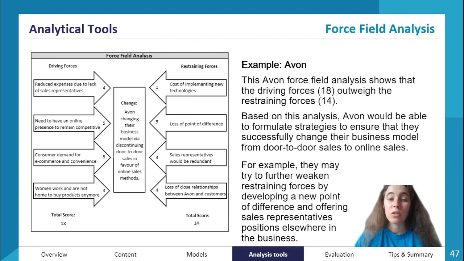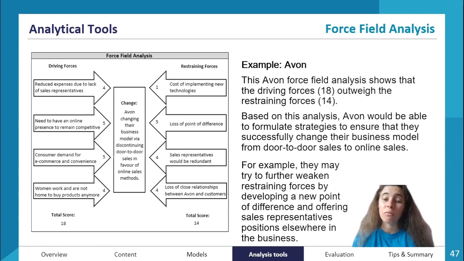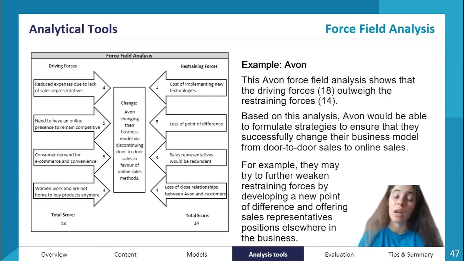You do need technology to help make that change happen, and so there is a cost to implement that technology. Losing the point of difference, Avon was different because of its door-to-door method. So the business would need to think about how to position itself as being unique in the market to continue to attract people. Sales representatives would be redundant as a result of this change, and that's something that the business would need to consider and manage to make sure that it has good relationships still with existing employees, people who are going to continue to work in the business, and also those who are leaving the organization.